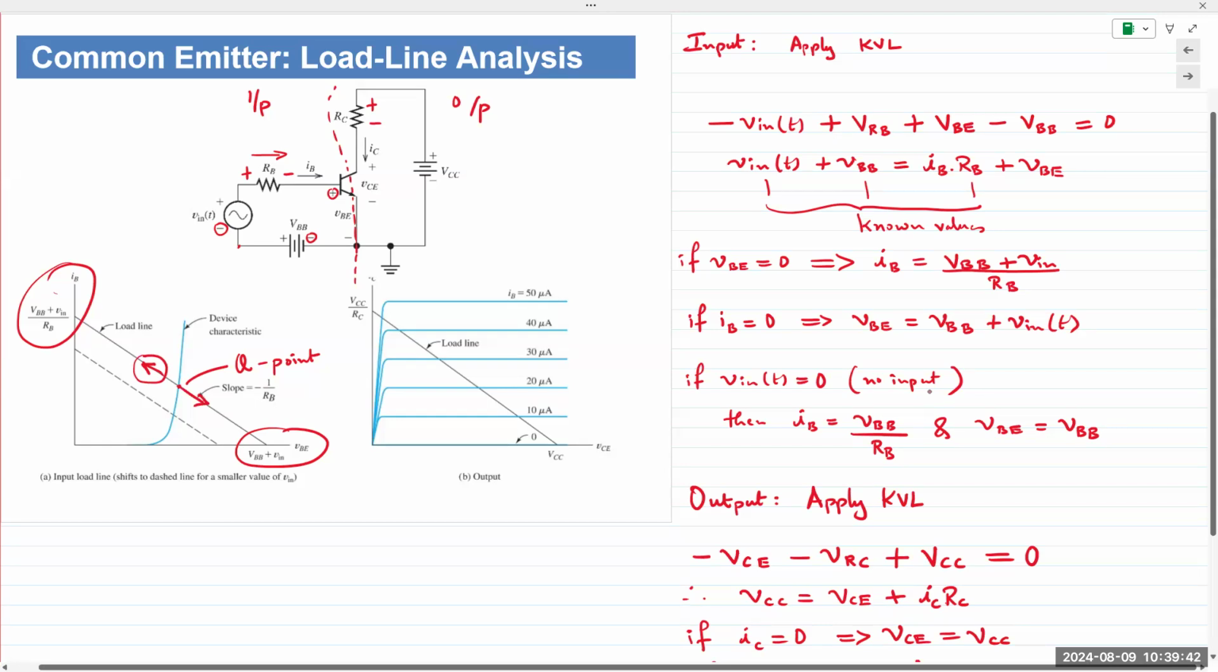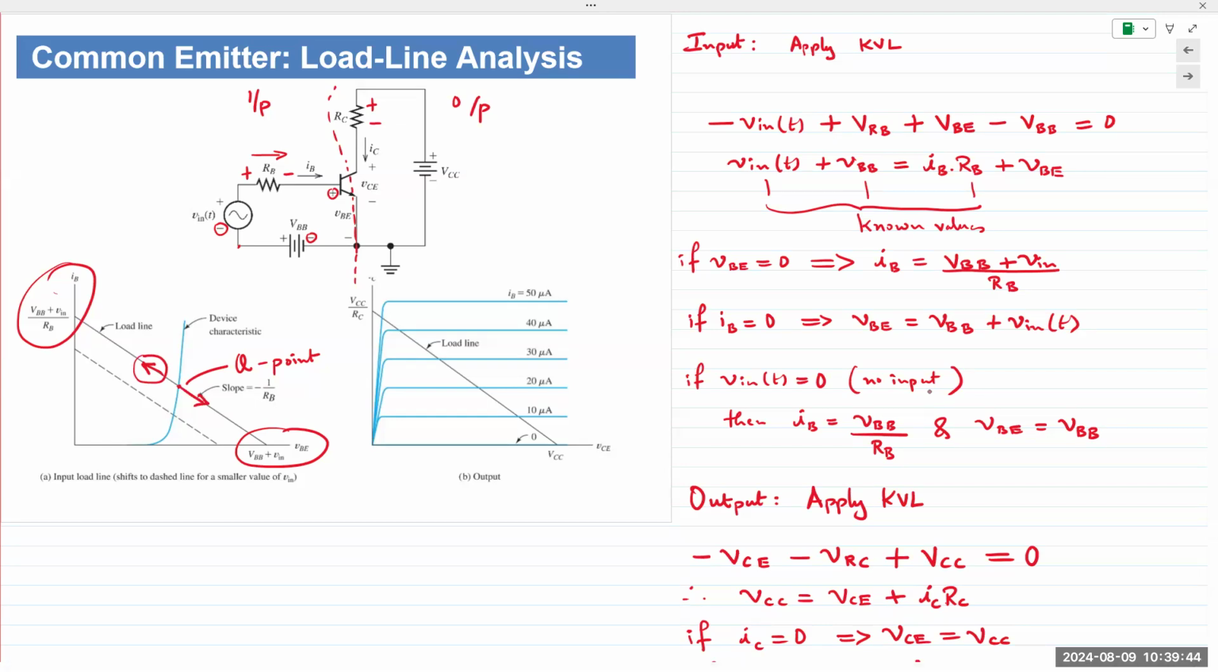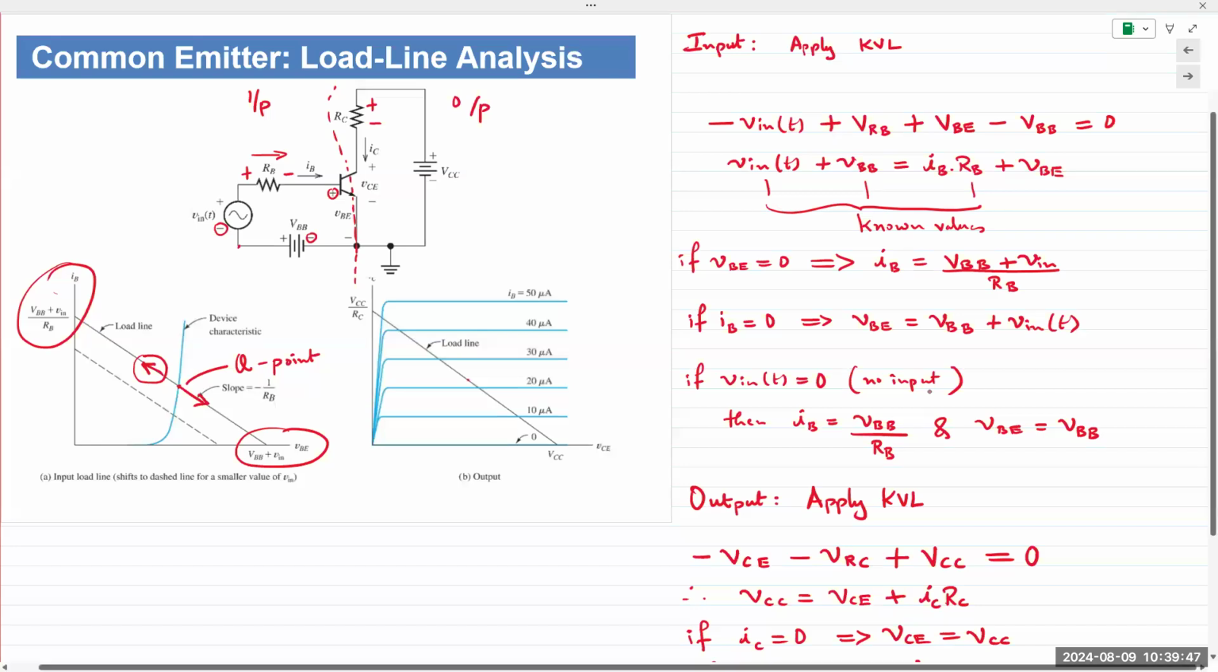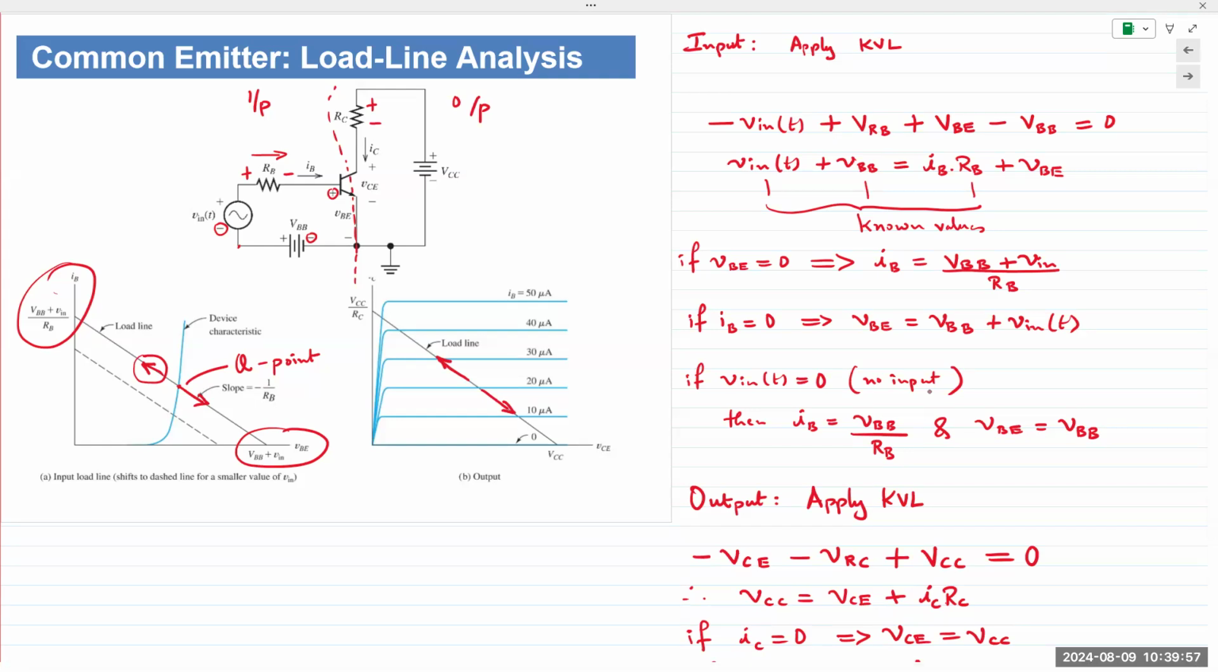Correspondingly, on the output side, if IB is increasing, then you're moving in this direction. If IB is decreasing, you're again moving in this direction. Does that make sense? When V-in is 0, you are at either end of the load line. Q point is fixed in the middle.